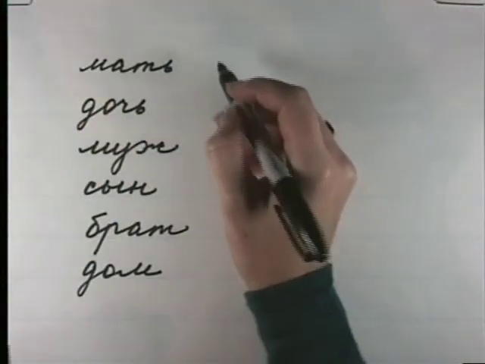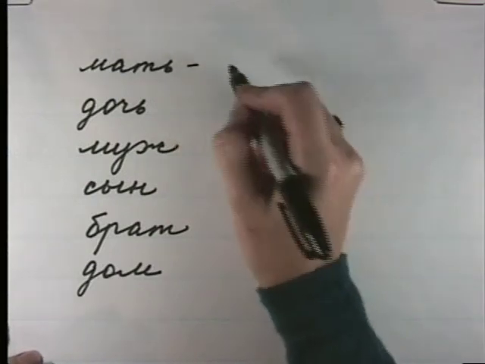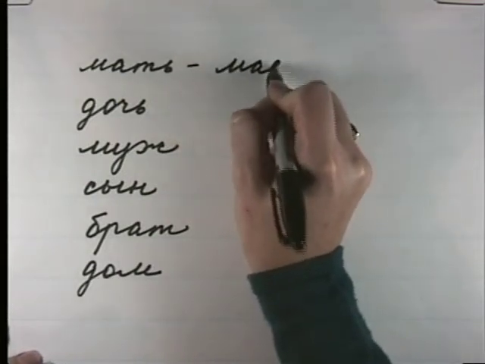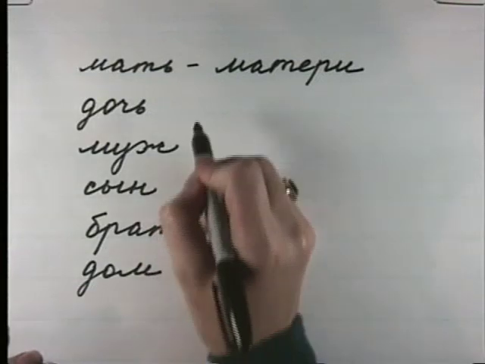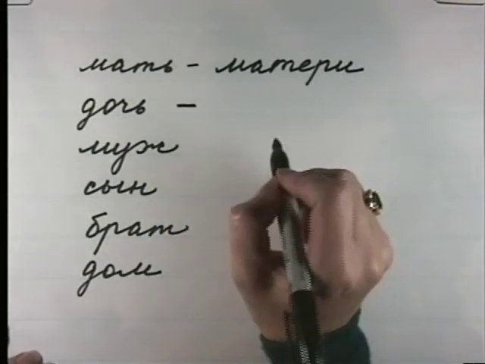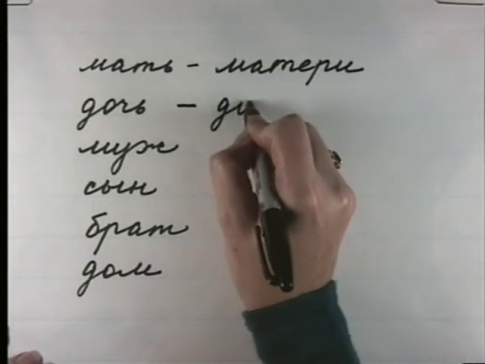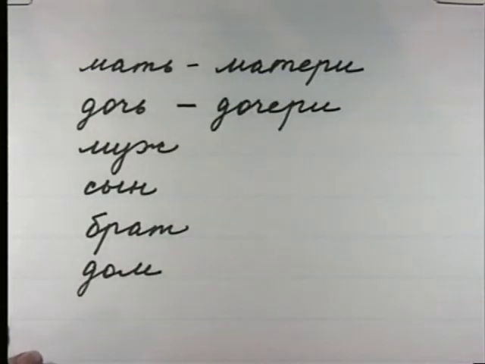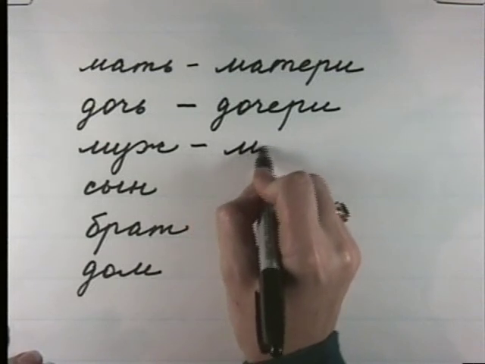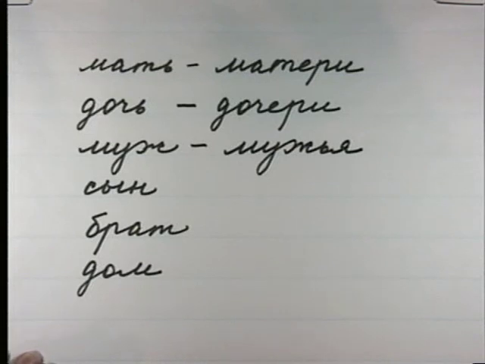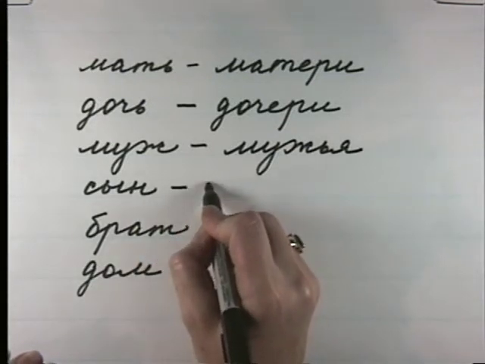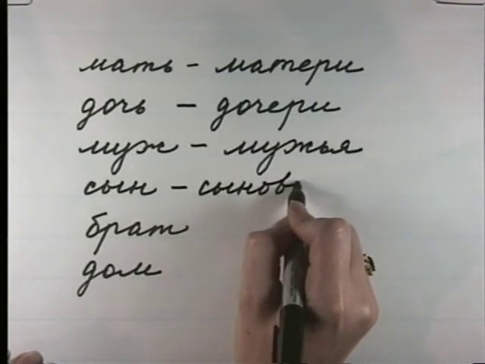Хорошо. Again, let's practice with this. Мать. What's the plural of мать? Матери. And what's the plural of дочь? It's similar to матери. Дочери. Так, the next one is муж. Мужья. Сын. Сыновья.